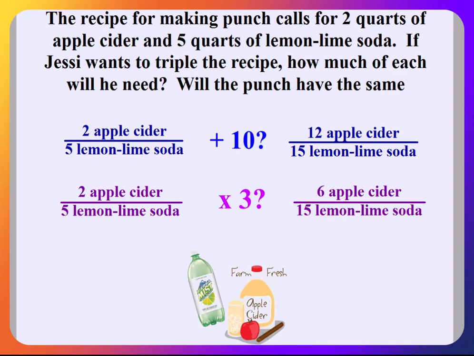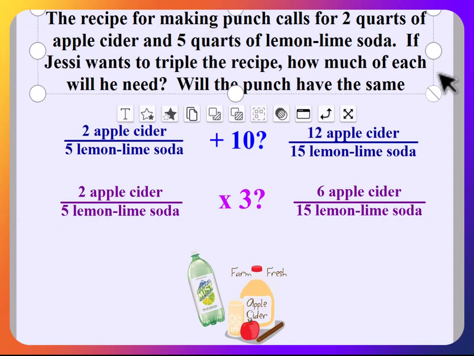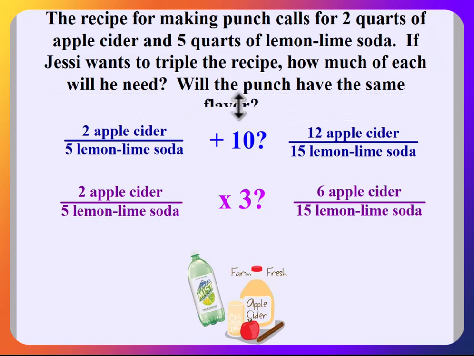So if Jesse wants to triple the recipe, how much of each will he need? And will the punch have the same flavor? Our recipe calls for 2 apple ciders, 5 lemon lime soda. That makes a certain flavor of punch. If he wants to triple the recipe, that means he wants to increase how much punch he's making, but we still want it to taste the same, right?